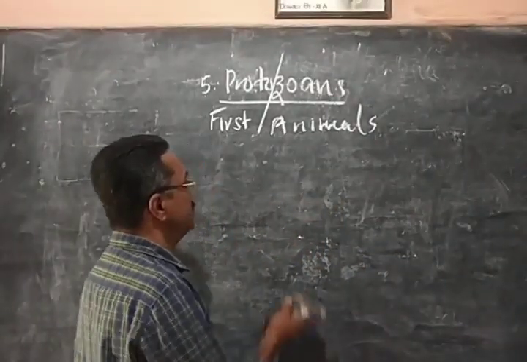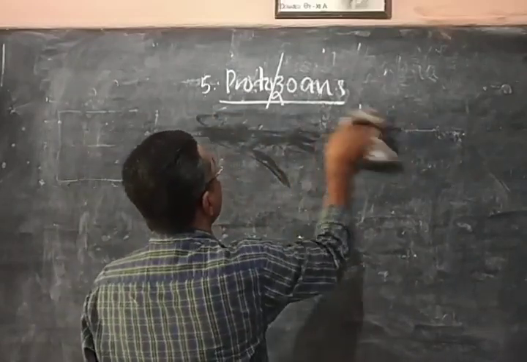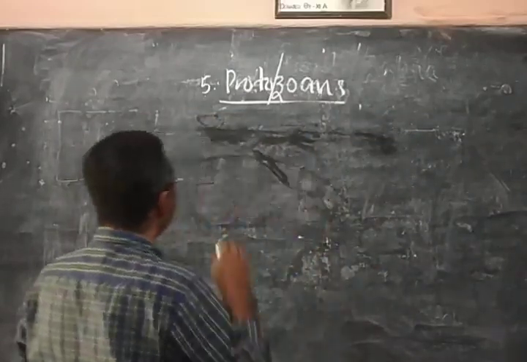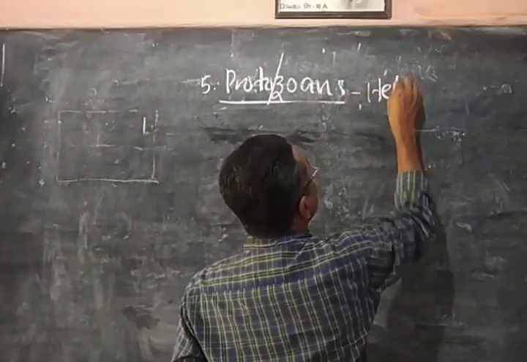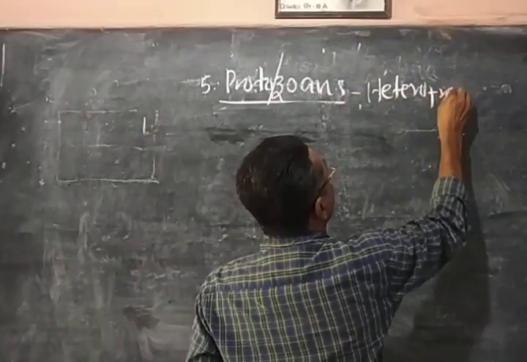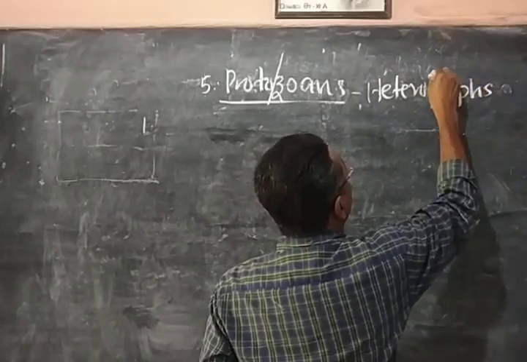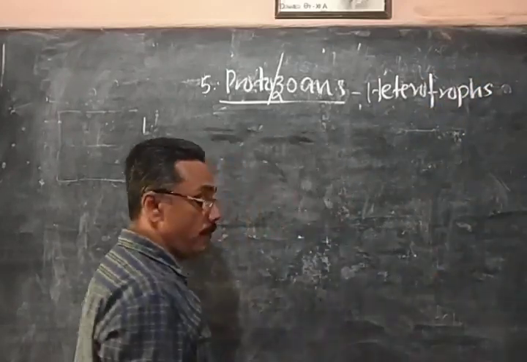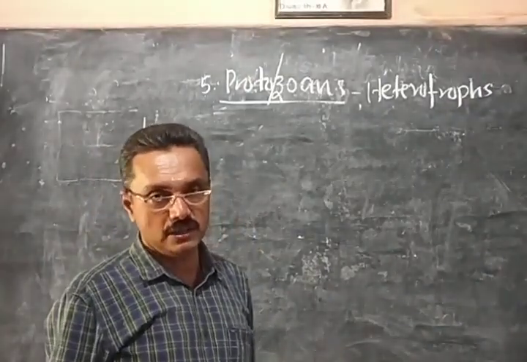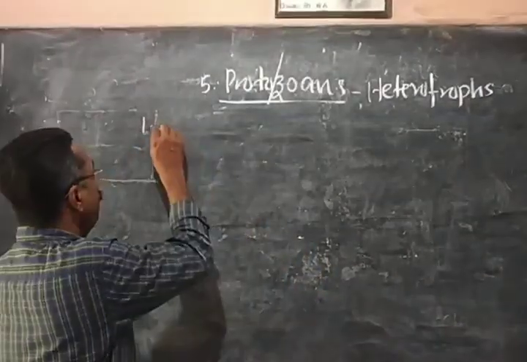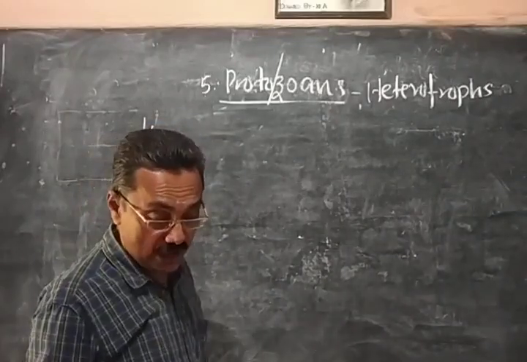And you remember that they are all heterotrophs. All the protozoans are heterotrophs. They can't prepare food by photosynthesis. They are all heterotrophic organisms, H-E-T-E-R-O. They are the first animals, called protozoans, and include 5 groups.